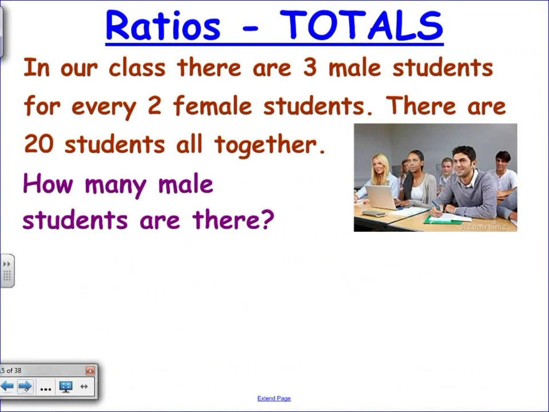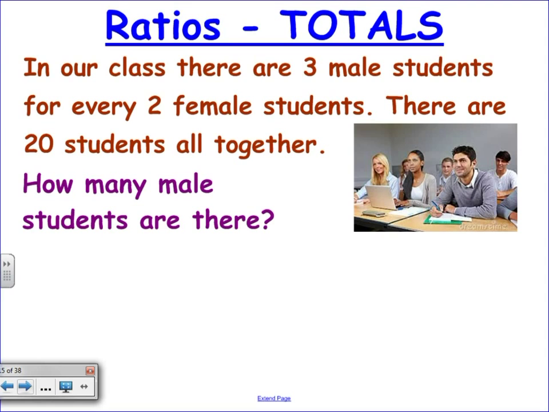Right? So let's try one then. You have a go at that one. So I've got 3 male students for every 2 female students. There are 20 students altogether. How many male students are there? So this is less about the maths and more about the process. So if you write the ratio down as it appears, that's your first step.